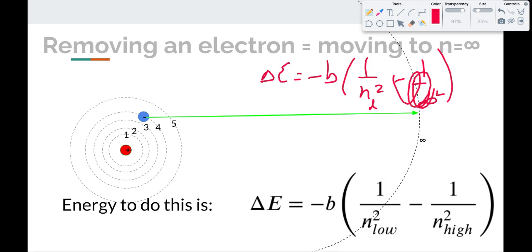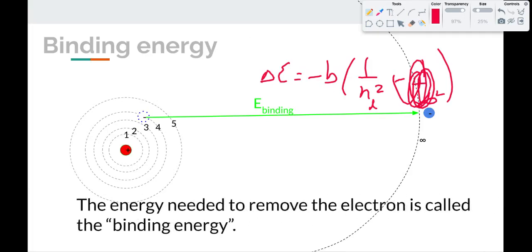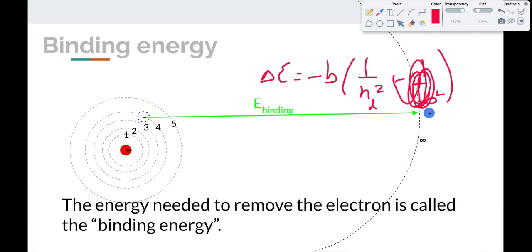So that just takes this out, and it's just telling you that the energy it will take to remove this electron by photoelectric effect is a fixed quantity, and it's equal to Bohr's constant divided by whatever shell it's in squared. That amount of energy that is required to do that is called the binding energy, or sometimes it's called the ionization energy, because you're making an ion.